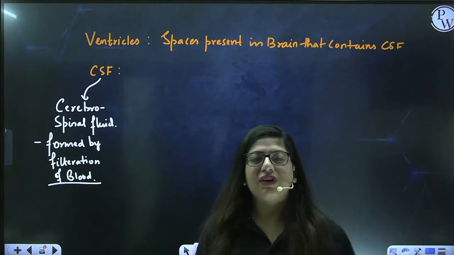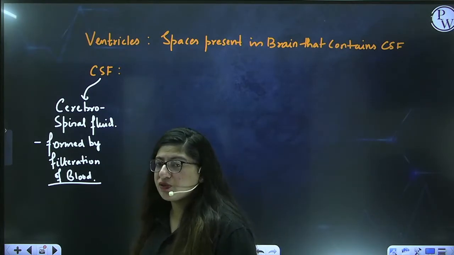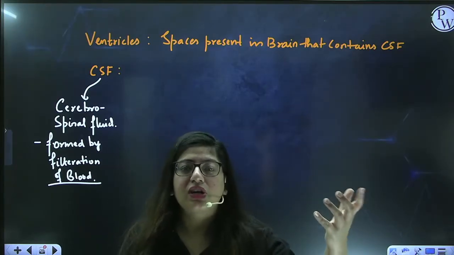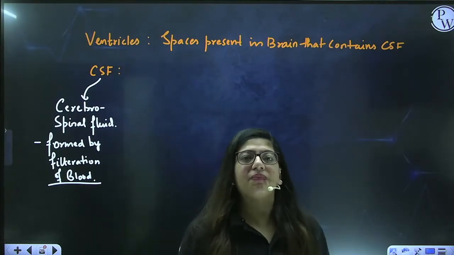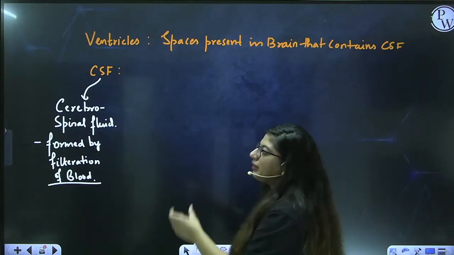And neurons are very important. Imagine one neuron gets damaged and it has formed synapses with other neurons. So a large part of your memory gets lost. We cannot take that risk. So nature has made another fluid for the brain by filtration of blood only, that's CSF.